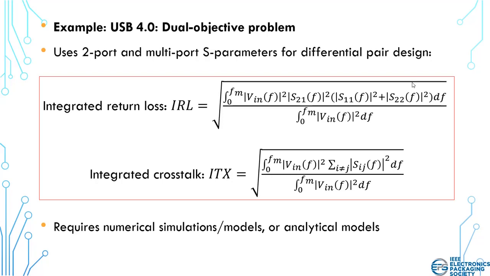Similarly, integrated crosstalk uses cross-port insertion loss, so you have these SIJ terms, and it's also a broadband quantity. And to do this properly, you need to have some model that describes either the integrated return loss or the S parameters, or the integrated crosstalk, or the impedance. And I'm going to focus on impedance momentarily because impedance is actually quite important to all of these other quantities, as we'll see here shortly.